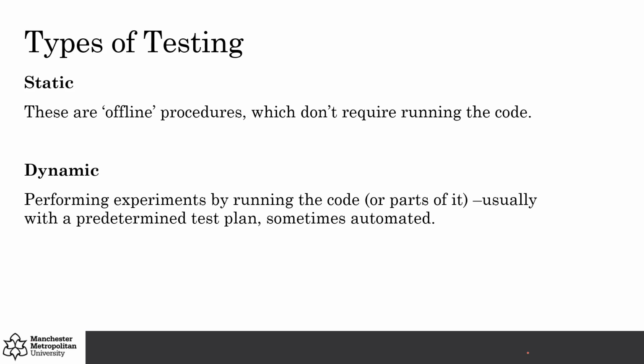So in terms of the types of testing, we have these very broad terms. Static types of testing are typically offline procedures which don't actually require us to run the code. And then the opposite of that is dynamic testing, where we are performing experiments on running code or parts of it, usually with a predetermined test plan, and this is sometimes automated. Now, there are 4 general levels of testing. Some of these are static and some of these are dynamic.